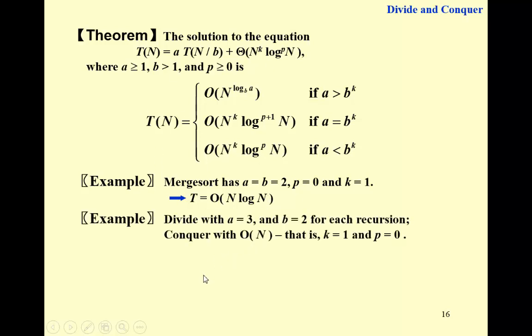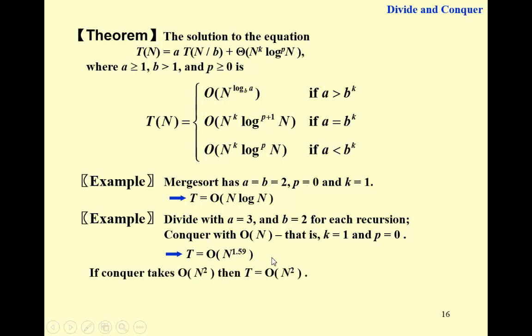Let's try a more complicated case. Say we divide with a equals 3, b equals 2 for each recursion, and then conquer with linear time, which means k equals 1 and p equals 0. So a equals 3, b equals 2, which means 3 is greater than 2 to the power 1. So it's in case 1, and therefore the conclusion will be big O of n to the power of log 3 with base 2. So you see that's where we obtain those strange exponents like 1.59.